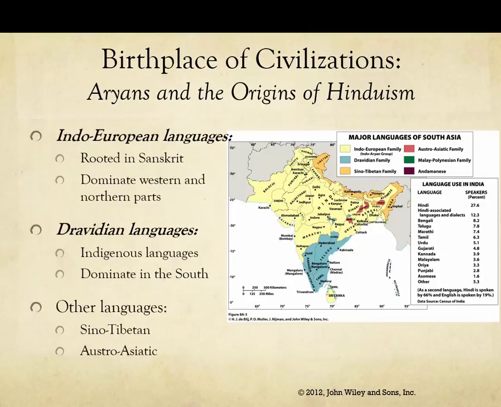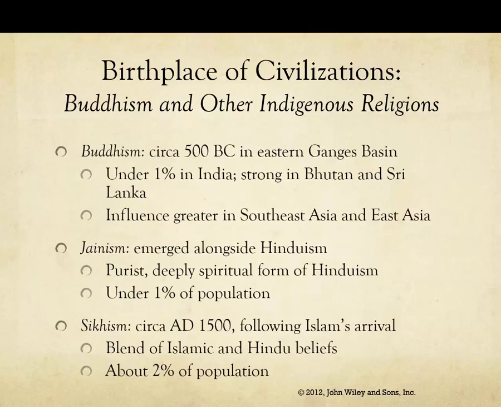Indo-European languages did not take hold in the southern part of the continent, where Dravidian languages were indigenous to the realm and were spoken. These languages are still spoken today. Buddhism arose in this realm around 500 BCE with the enlightenment of Prince Siddhartha, or the Buddha, and expanded through the region. Buddhism is strong among lower caste Hindus. There's also Jainism, which is a more purist form of Hinduism, and Sikhism, which is a blend of Islamic and Hindu beliefs that emerged around 1500 AD.